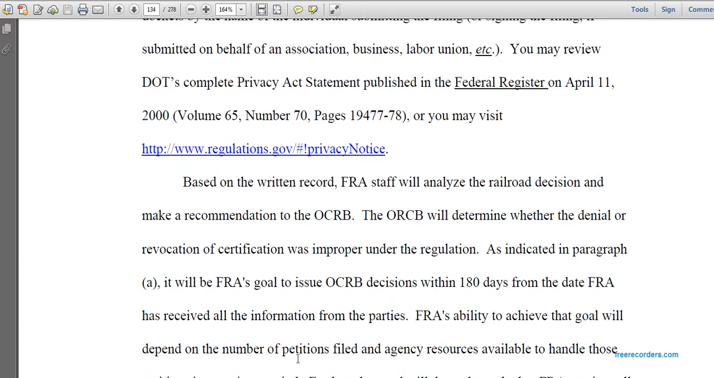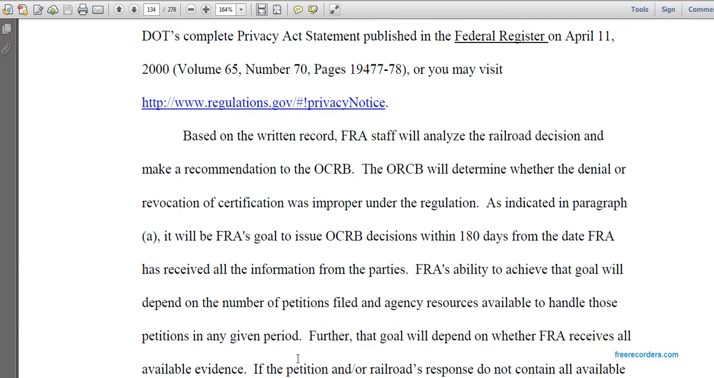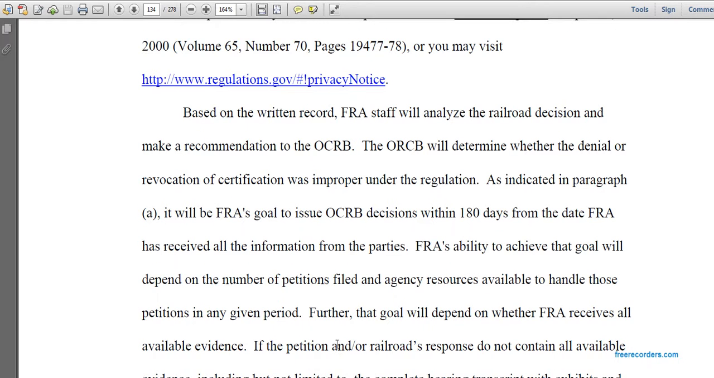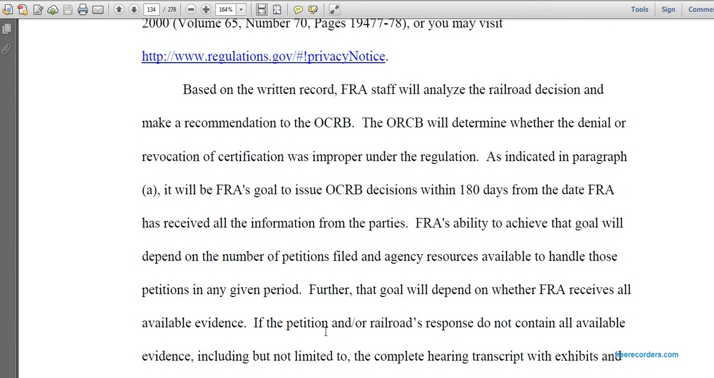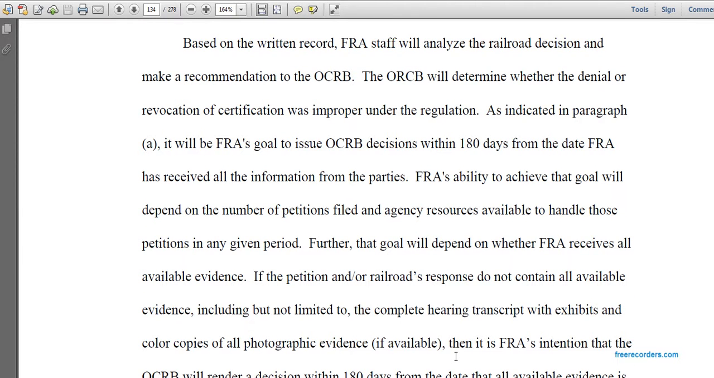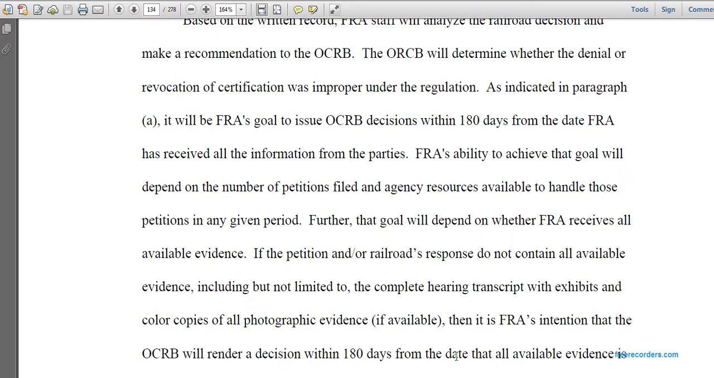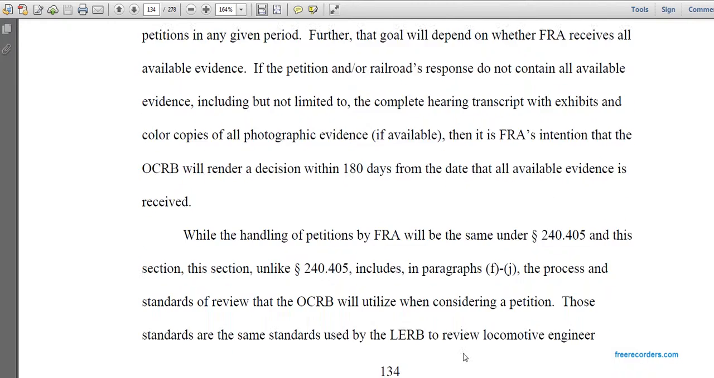The FRA's ability to achieve the goal will depend on the number of petitions filed, and the agency's resources available to handle those petitions in the given period. The goal will also depend on the FRA receiving all available evidence. If the railroad's response to the petition does not contain all the available evidence, including but not limited to the complete hearing transcript, exhibits, and color copies of all photographs and graphic evidence, if available, the FRA's intention is for the Operating Crew Review Board to render a decision within 180 days of the evidence received.